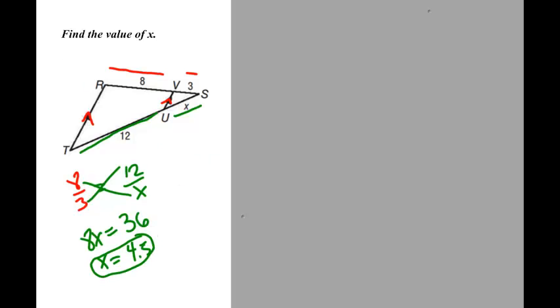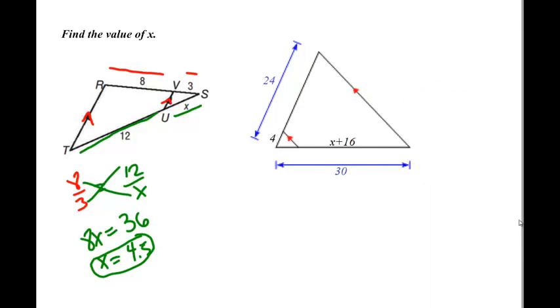Of course, you say, well, that's easy, Mrs. Pryor. How about a tougher one? Well, here's a tougher one for you. Let's just start it out like we did before. We've got our parallel lines, so these sides are going to be split proportionally. That means this 4 right here is to this length, but that length's not given. Can we figure it out? I think we can. Let's take 4 from 24, the whole thing, so that means this piece is going to have to be 20. So 4 is to 20 as this piece, which is missing, is to x plus 16.